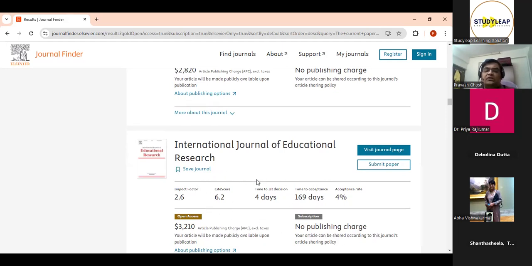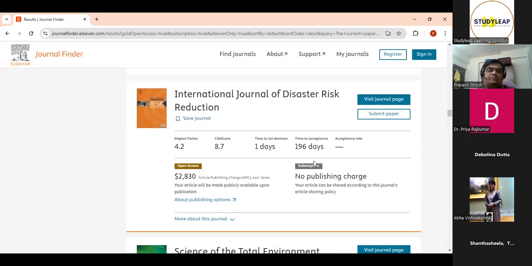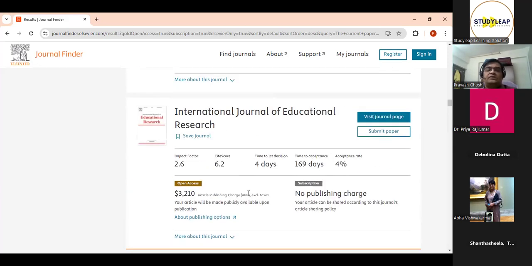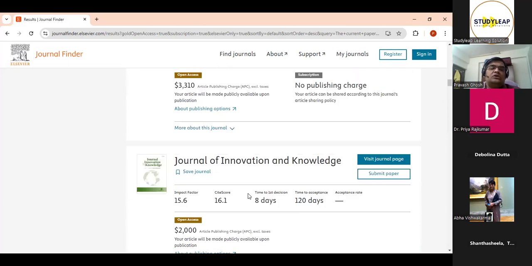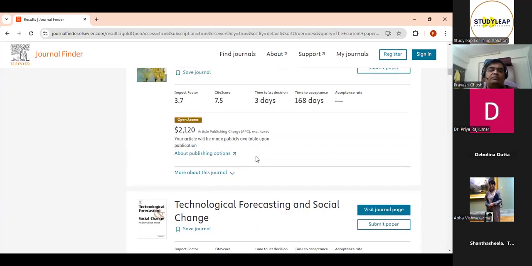Obviously, if you are doing a PhD, you are under time constraint. Time to acceptance, 169 days. Acceptance rate, 4%. Very tough. This tells us this is a very tough journal to crack, right? These are the parameters that we can study. Open access, I will come to later. What is open access? So for any journal finder, these are the things that we must try to follow, right?